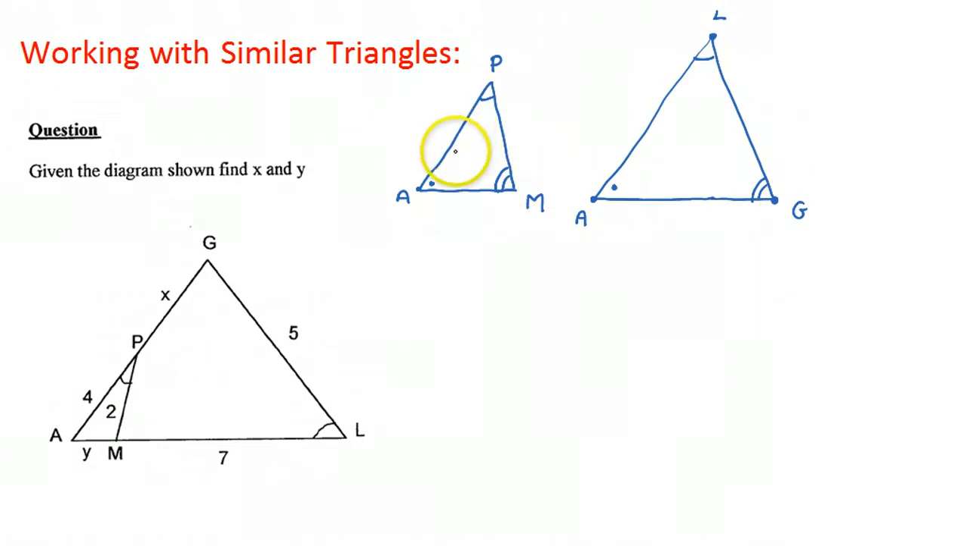And now I can write my lengths in. So AP is 4, PM is 2, AM is y, AL, now watch the orientation here, is y plus 7. AG is 4 plus x. And GL is 5. And now we've shown that these two triangles are similar. So we want to make a statement of that fact. So triangle APM is similar, that's the similar symbol, to triangle ALG.